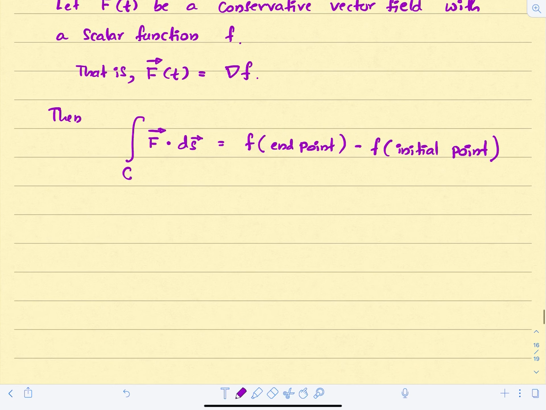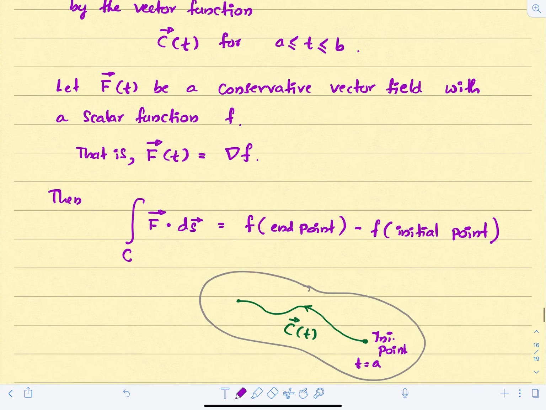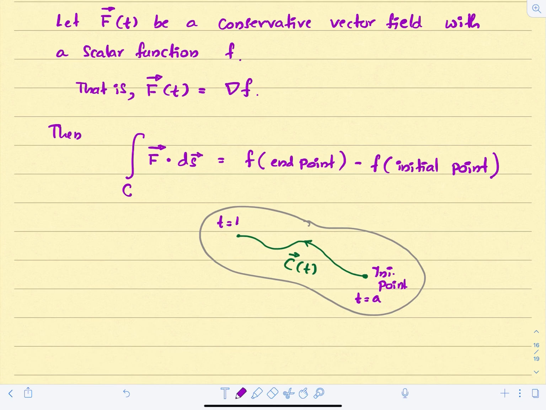Now if I draw a picture, we have a curve C of t. So we have a curve like this. This is my c of t. And if t equals a, let's say this point is the initial point, and the terminal point corresponds to t equals b. It's a terminal point.